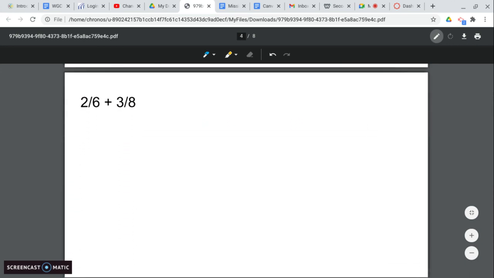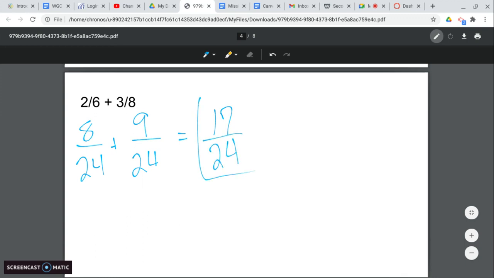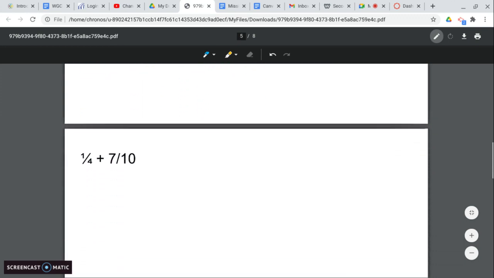All right, this next one, we have 2/6 and we have 3/8. So what number can both 6 and 8 go into? The smallest possible number. Well, that would be 24. So 6 times 4 gives us 24. So 2 times 4 will give us 8. 8 times 3 gives us 24. So 3 times 3 is 9. 8 plus 9 is 17/24. And there's our answer.